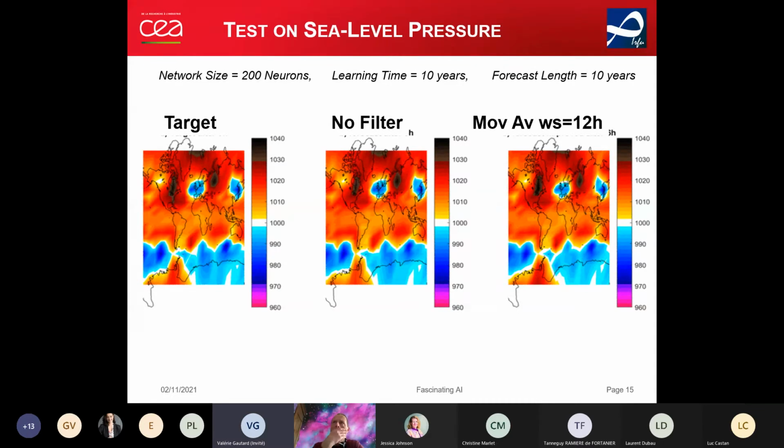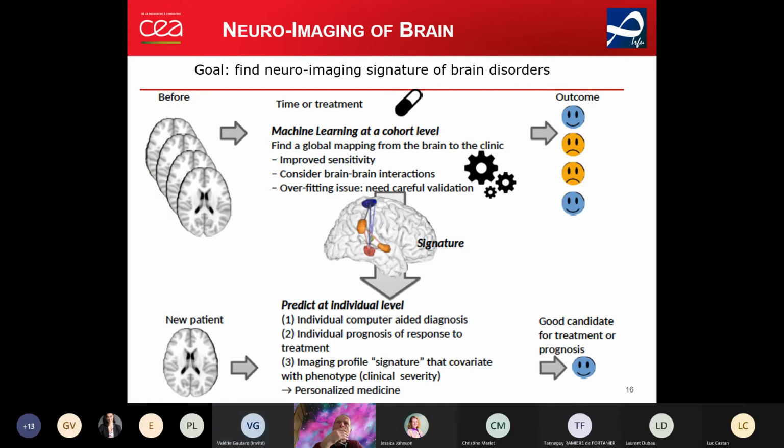Now, let me take another example in neurobiology. Here, the goal is to find neuroimaging signatures of some brain disorders. It is very interesting to predict brain disorders because some of them may not appear if a person avoids some behavior like drinking or smoking. In other cases, early treatment could be necessary. Thus, this prediction may give a simple preventive attitude.